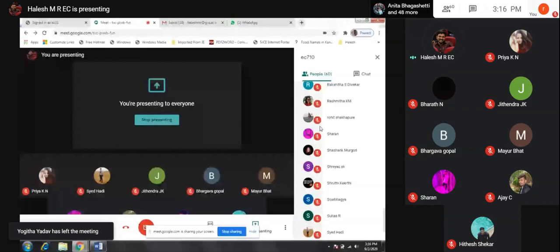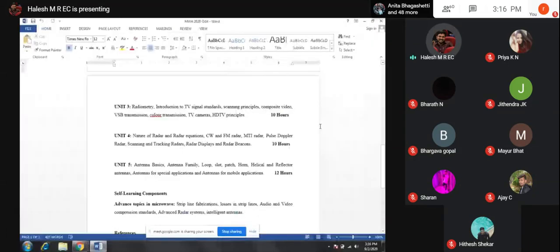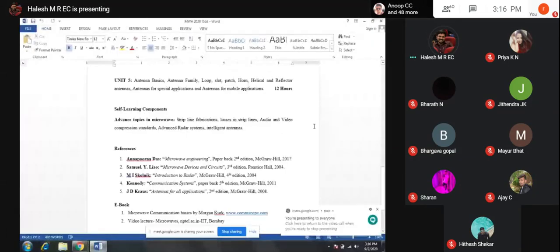And the self-learning components are basically on strip lines, audio and video compression standards, radar systems, and antennas, taking one topic from each chapter.